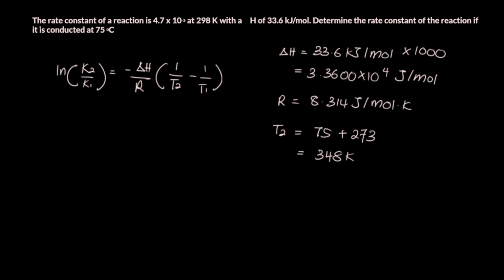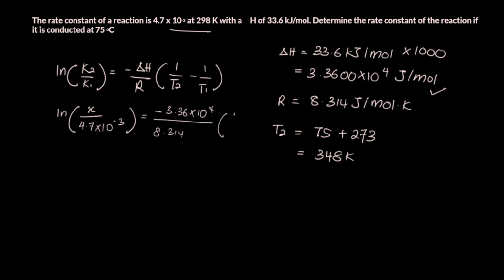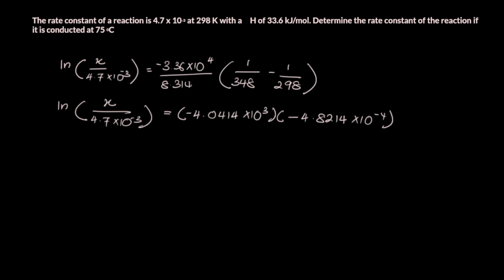Alright, so what we are going to do now is we're going to plug in the value inside the formula. So now we have ln K2 over K1. So your ln K2 is x, and your ln K1 is 4.7 times 10 to the power of negative 3, is equivalent to negative your delta H after the conversion of the unit, which is 3.36 times 10 to the power of 4, and your R is 8.314, and then the temperature, so 1 over T2 is 348 minus 1 over T1 is 298. Alright, so here we can get 1.9485. So this is ln.